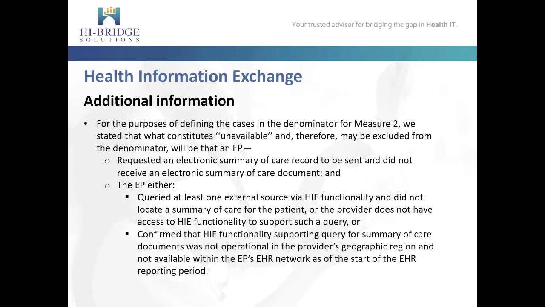All right, more additional information. So when we're looking at the denominator for measure 2, we stated that that information or data could be unavailable. And if it's unavailable, it could be excluded from the denominator. So unavailable would only apply if you requested that electronic summary of care document be sent and you did not receive that document, or if you queried an external source via your HIE functionality, again, that's the noun, and did not locate a summary of care record, or you confirm the HIE functionality supporting query for summary of care documents was not operational in that region.